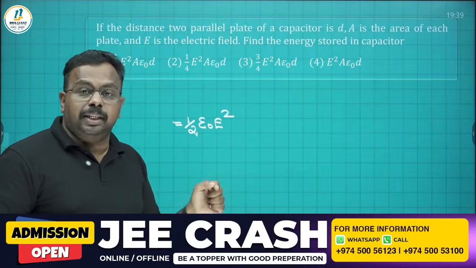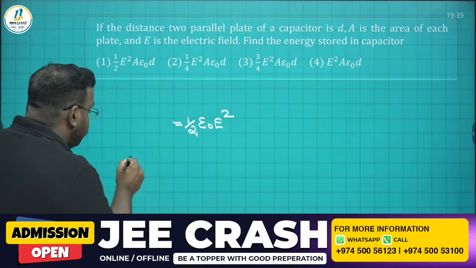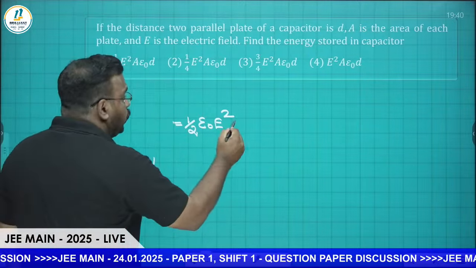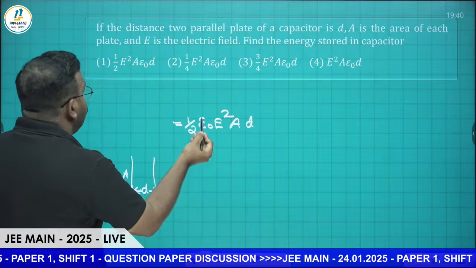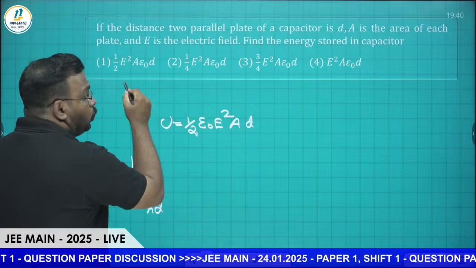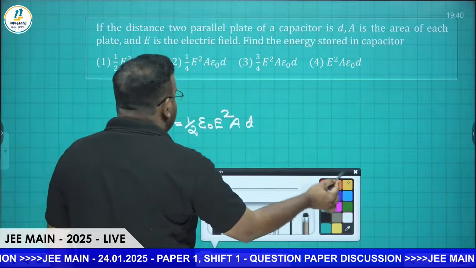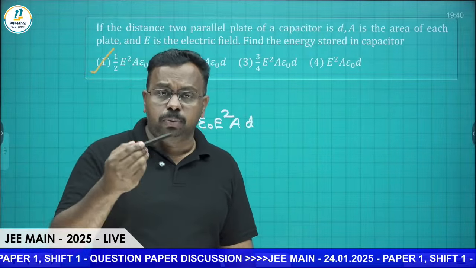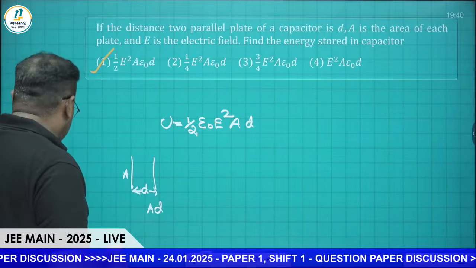Half epsilon naught E square is the energy density formula. Alright, what is meant by energy density? Energy per unit volume. But here they are asking energy stored in a capacitor. What is the volume of a capacitor? If plate area is A and distance of separation is D, volume is A into D. So in unit volume, this much of energy, means in AD volume, how can you calculate? A into D. We got the answer. Half epsilon naught E square AD. This is the energy stored. So it is option 1. Option 1 is the right answer. Very easy question from capacitor. And every day there are 2 questions they are asking from capacitor, 2 questions from ray optics. So please focus on these chapters. Next.